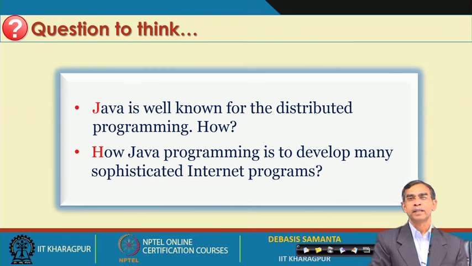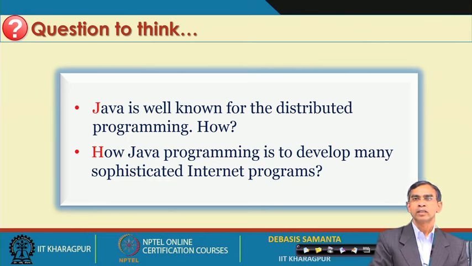Now, after knowing the exception mechanism, our next task is to learn how distributed programming can be done, because Java is very famous for distributed computing. So, in our next module we will learn about distributed programming, more specifically the multi-threading concept, and then we will discuss how the Java language can help a programmer to develop internet programs. These are the questions that will be answered in our next module ahead.